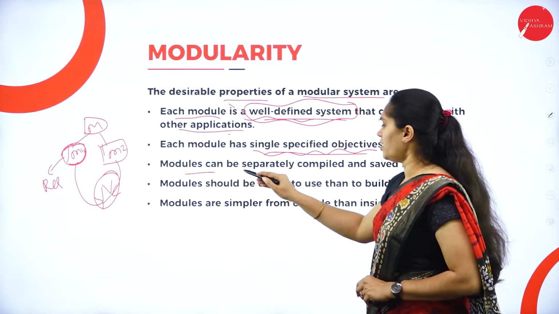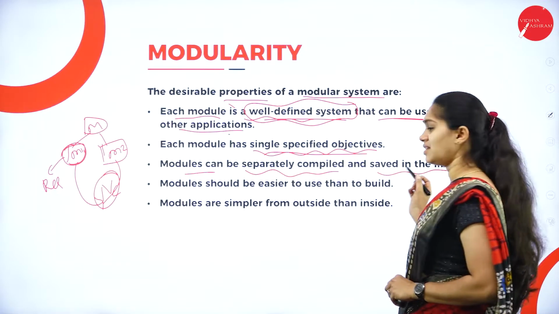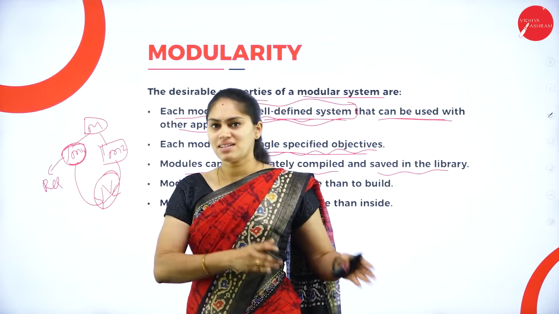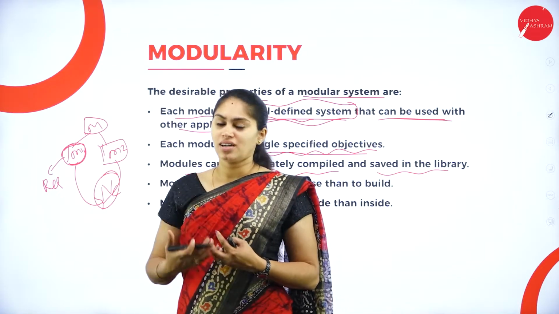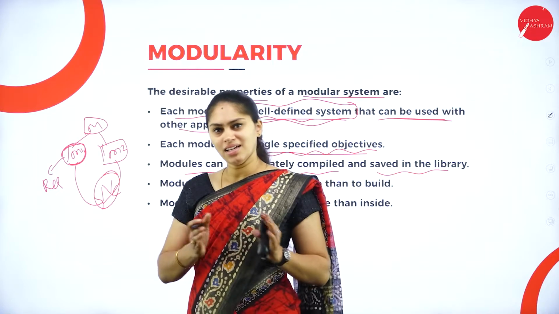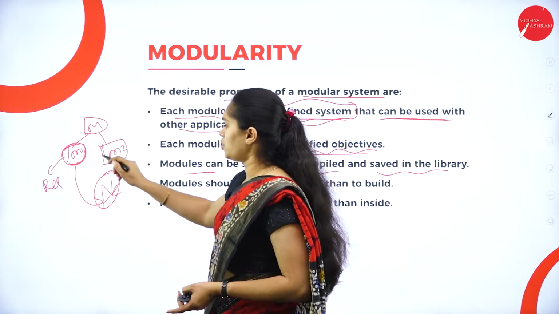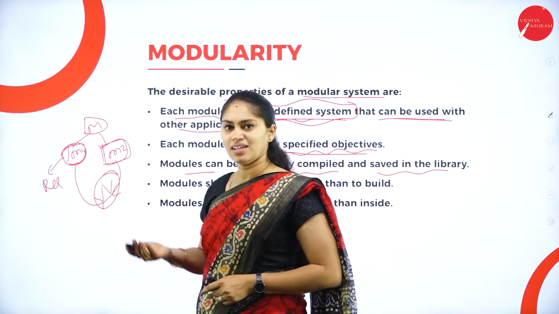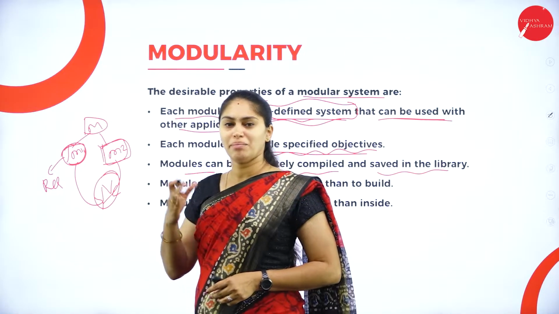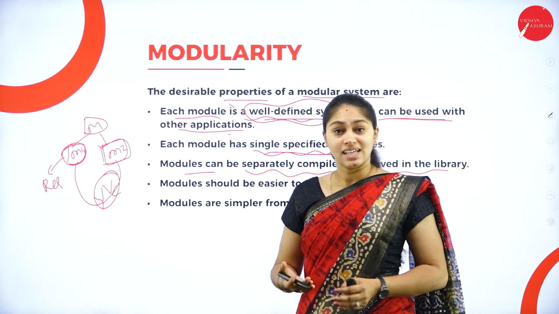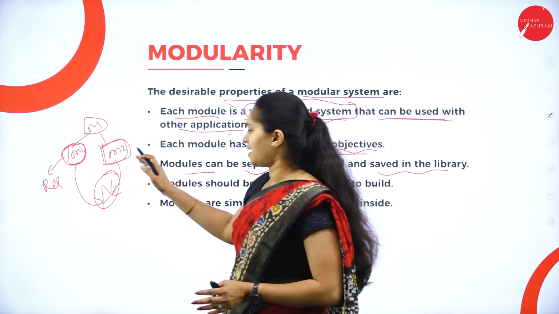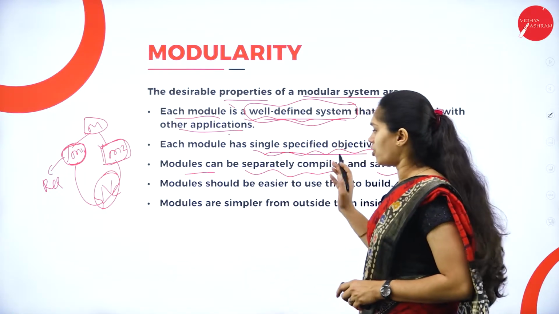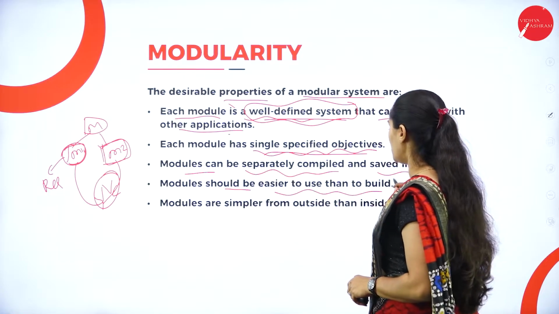And also modules can be separately compiled and saved in the library. As I told earlier, each module will be compiled separately and tested separately. Everything will be done individually. So if I want to use M2 in another application, I can take it instantly. No need to bother about compiling it or designing it or testing it separately. Everything is already done. Mainly we use it for the development of software, and also modules should be easier to use than to build.